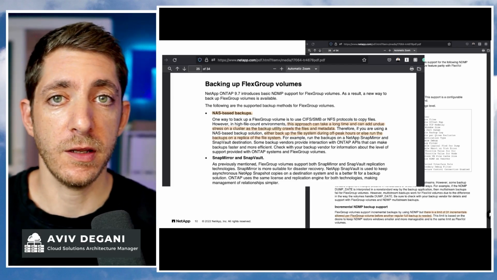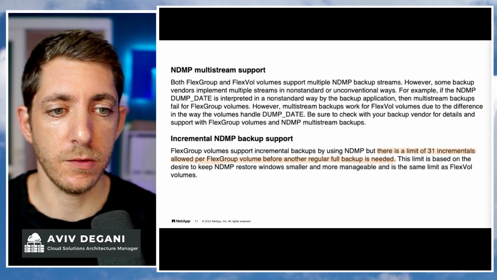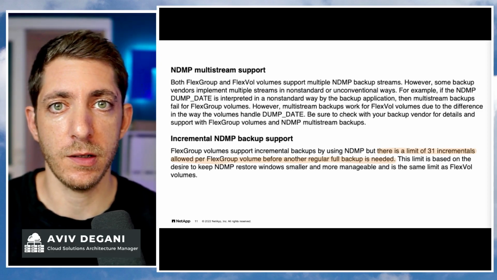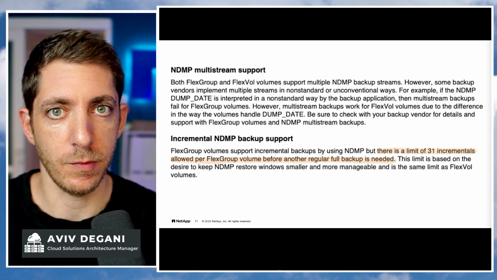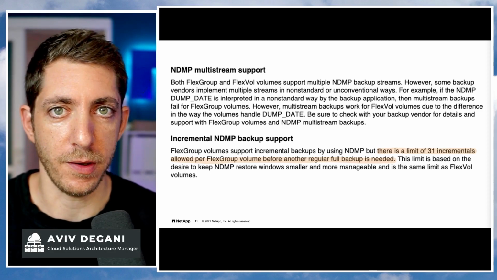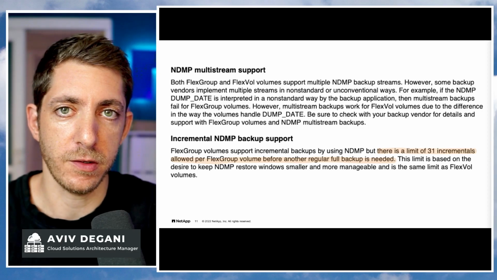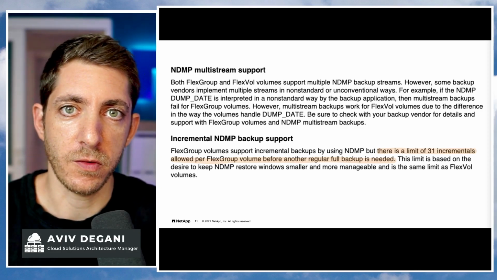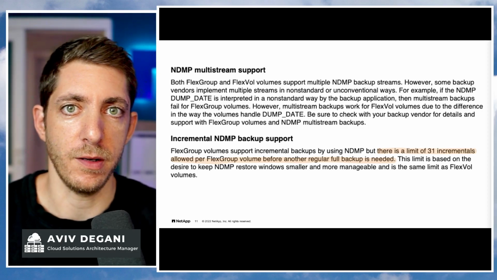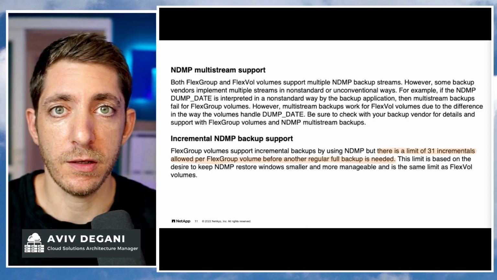You can also use NDMP, which I don't recommend, but if you do, just remember you have a 31 increment limit before you need to create a full copy of the data again. So if your FlexGroup is 20 petabytes, every 31 times you need to create a full backup of 20 petabytes. So what can you do? How can you solve it?